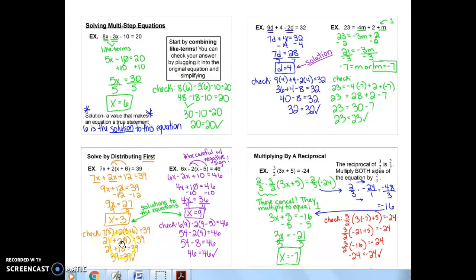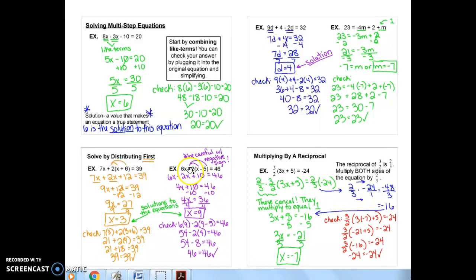Okay, now this multiplication needs to happen first. Remember the order of operations, multiplication comes before this addition. So 2 times 9 gives me 18. Then I can add my 21, which gives me 39. Okay, that is a true statement. So I now know that my answer of 3 was the correct solution.